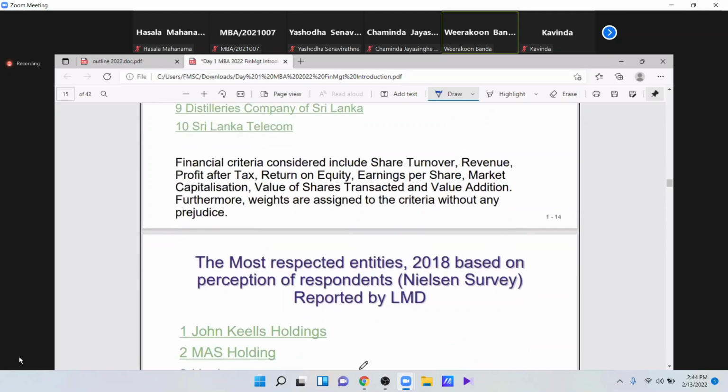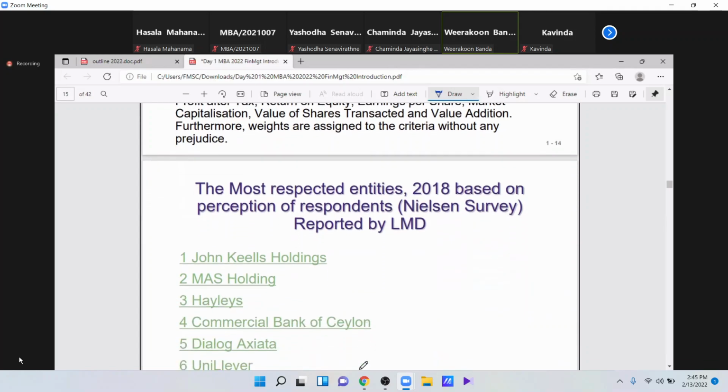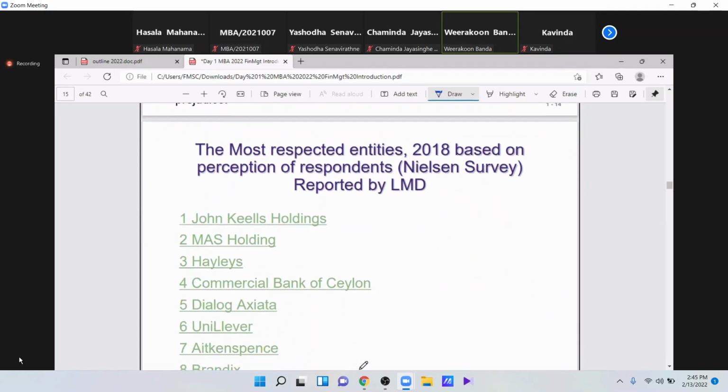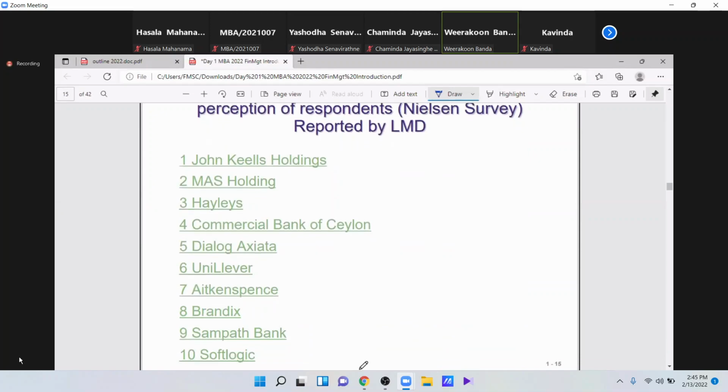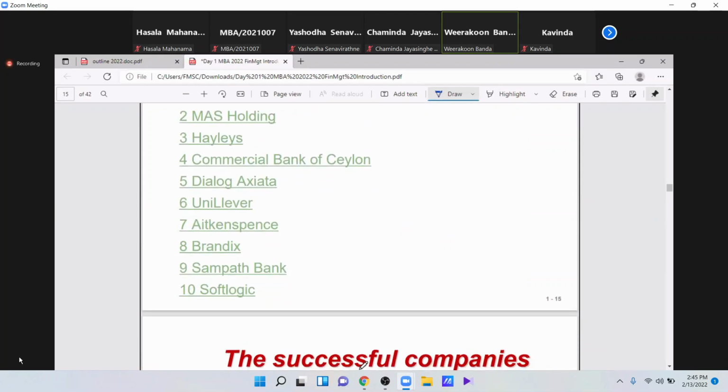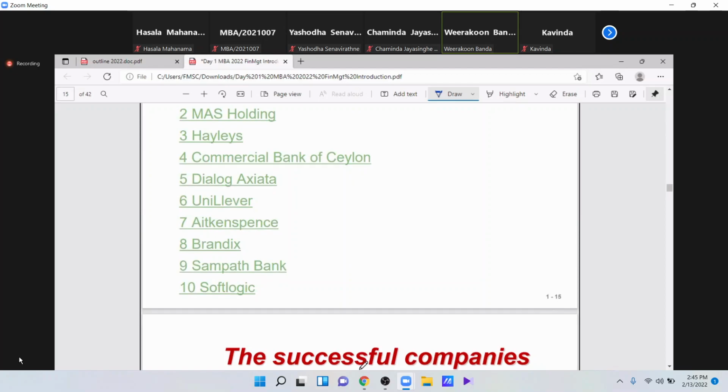Then here it indicates the most respected entities in 2018, based on the perception of respondents, from asking some questions. Based on that, the Nielsen survey reported by LMD Lanka Monthly Digest in 2018, based on responses, lists the most respected entities: John Keells, MAS Holdings, Hayleys, Commercial Bank, Dialog, Unilever, Aitken Spence, Brandix, Sampath Bank, Softlogic, etc.